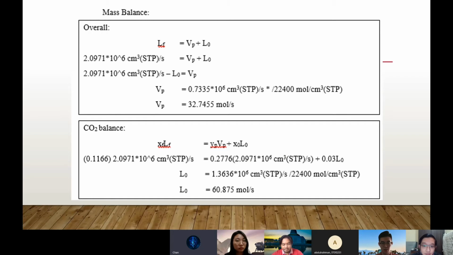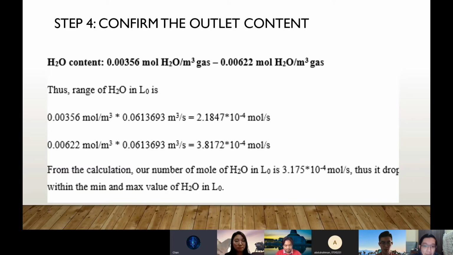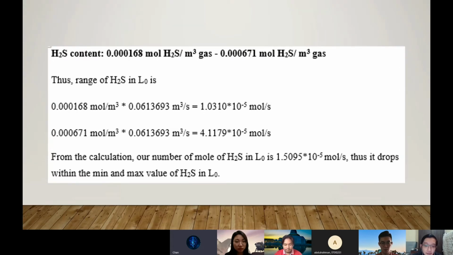Next, we will also be calculating the volumetric flow rate at standard temperature pressure (STP) condition of the retentate and permeate using the material balance formula. We will also be converting the STP volumetric flow rate to molar flow rate. The molar flow rate of the outlet will then be converted to volumetric flow rate. The volumetric flow rate will then be inserted into the molar concentration of water and hydrogen sulfide in table 2 to calculate the maximum and minimum number of moles of contaminants within the outlet stream. So for now, our contaminants are dropping within the required range.